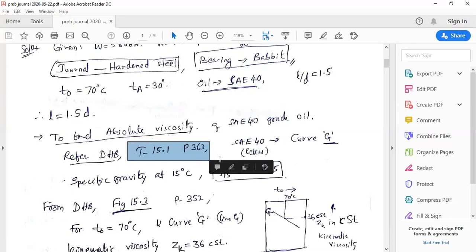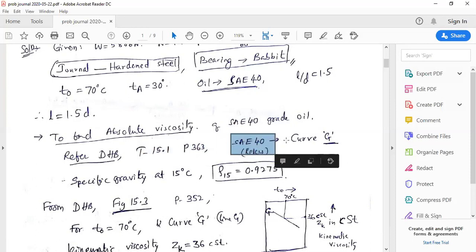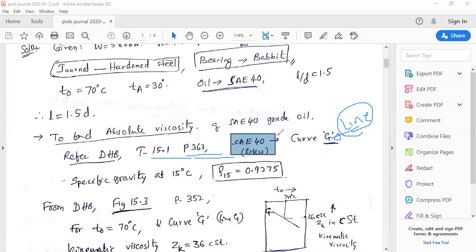Now at the very first stage, we have to refer table number 15.1 of data handbook, and there we have to identify SAE 40 oil refers to which curve or which line. So SAE 40 refers to G line in figure number 15.3. So that also we have to consider, right? Before going for that figure number 15.3, we have to refer table number 15.1, page number 363, and SAE 40 oil refers to line B or curve B.